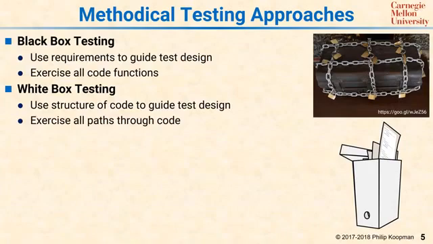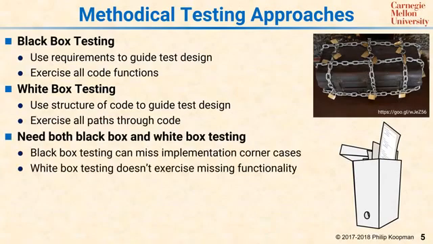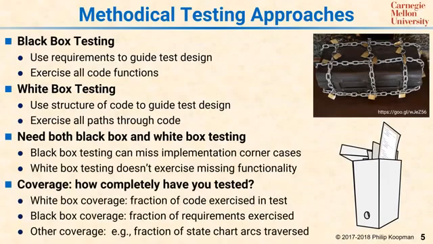In order to get thorough coverage, you need both black box and white box testing. Black box testing can miss implementation corner cases. So if you have just the functionality test, there might be some special value that you didn't know was special that causes the code to crash. And with black box testing, it's really hard to know what that is. In contrast, white box testing doesn't exercise missing functionality. So if you have a missing if statement inside the code, you don't know to test it because it's not there. But the requirements might say, well, there's a special case and the if is supposed to be there, but it's not.